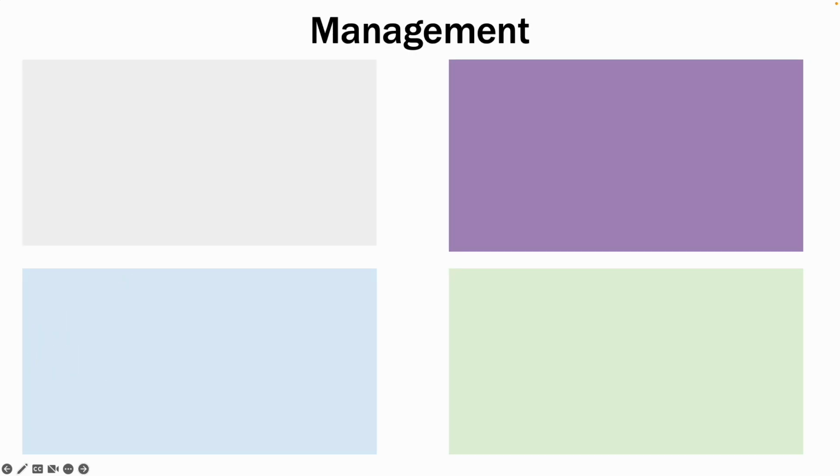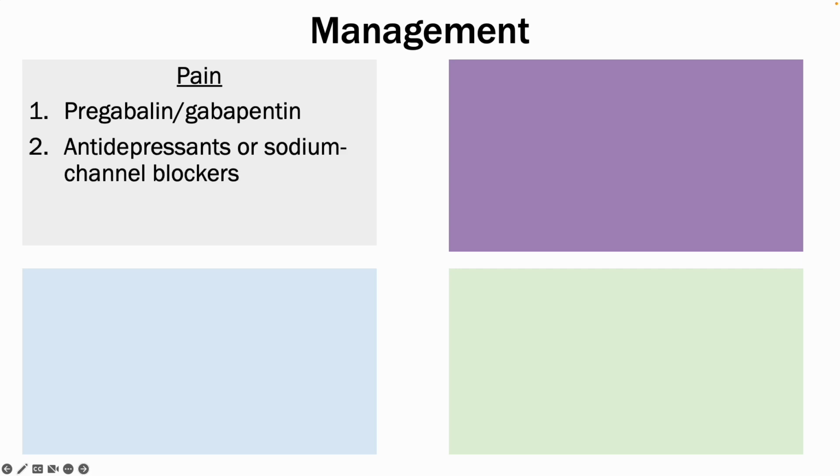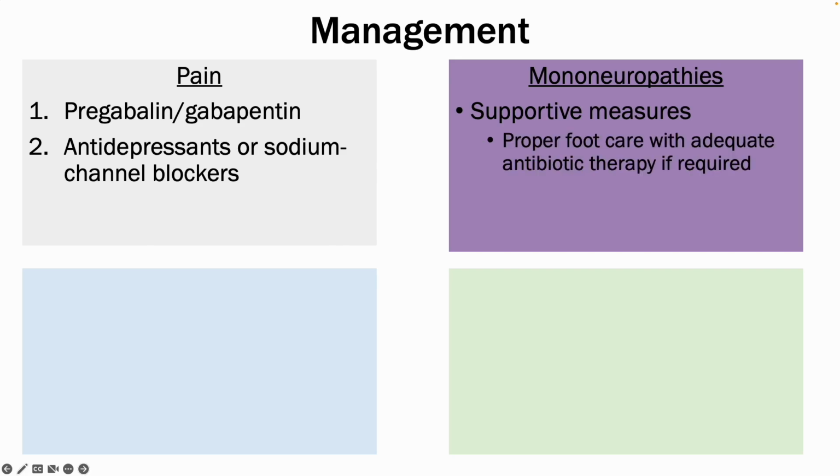The management depends on the presentation. For pain, you can use pregabalin or gabapentin, which are very important medications used for neuropathic pain, but you can also use antidepressants or sodium channel blockers. For mononeuropathies, it is mainly supportive measures, things such as proper foot care and antibiotics if there is a risk of infection, as patients with diabetes are at an increased risk for developing infections.